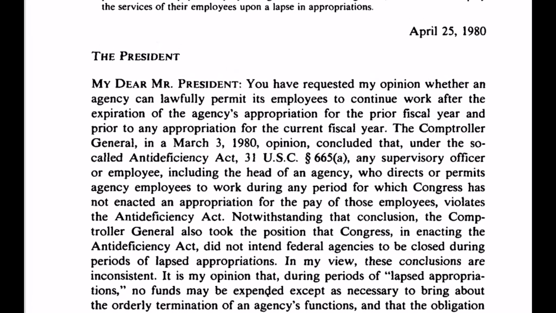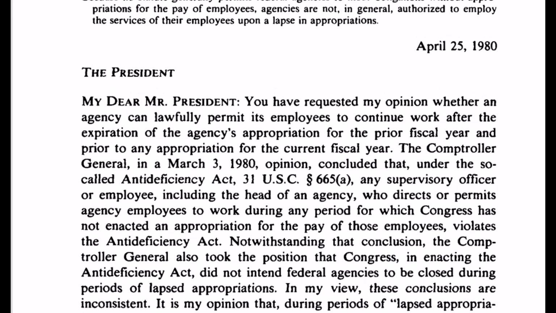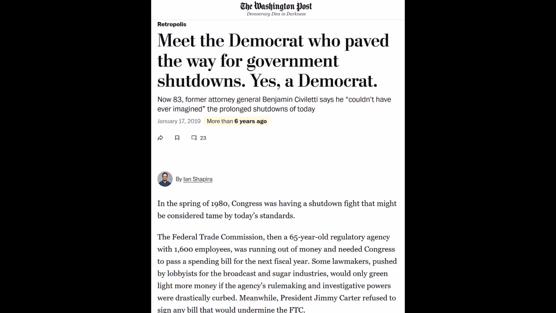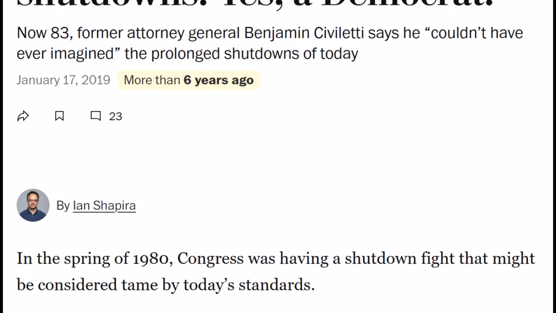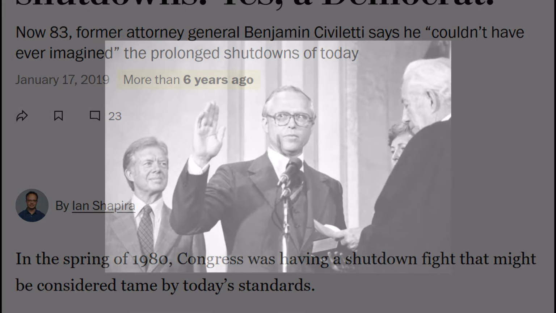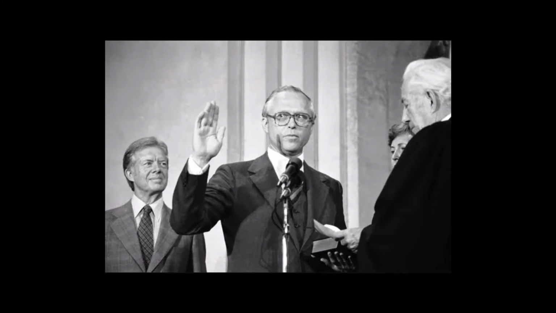Former Editor-in-Chief of Government Executive Tom Shoup explained that the Attorney General was presumably well-meaning and never intended to invent the idea of a government shutdown. Civiletti was just providing legal advice to President Carter on what should happen in the event of a lapse in appropriations at an agency. In fact, Civiletti himself told the Washington Post in 2019, "I couldn't have ever imagined these shutdowns would last this long of a time and would be used as a political gambit," claiming his analysis has been used in ways that were not imagined at the time.